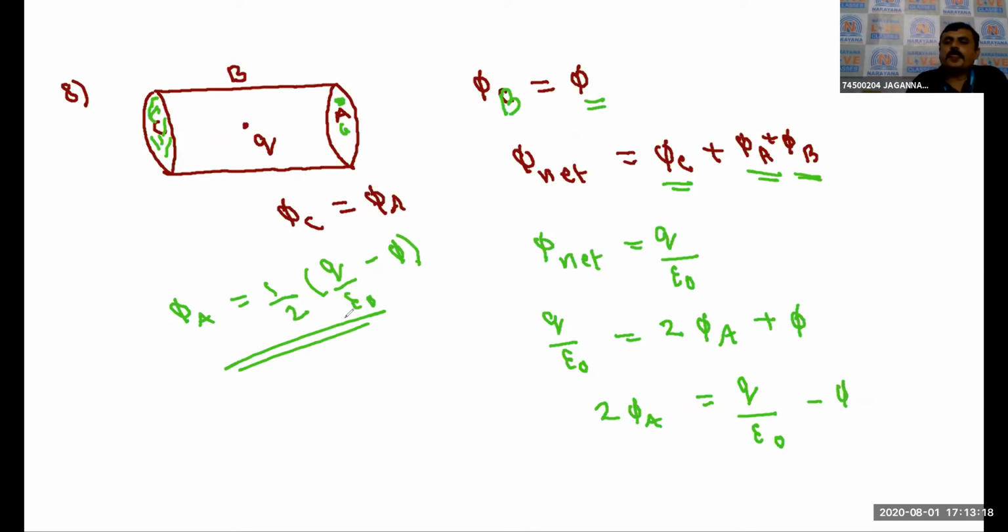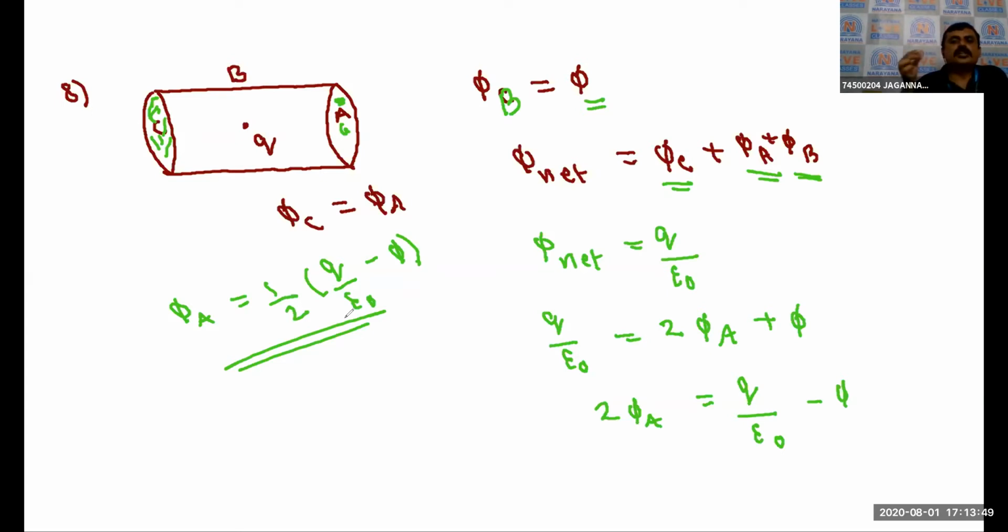Got it, students? It's very simple. Net electric flux is the sum of the electric flux due to the curved surface, the left side surface, and the right side surface. But according to Gauss law, net electric flux is equal to Q by epsilon naught. How much charge is enclosed here? Small q. See the question. A small q charge is enclosed. So net electric flux is Q by epsilon naught.